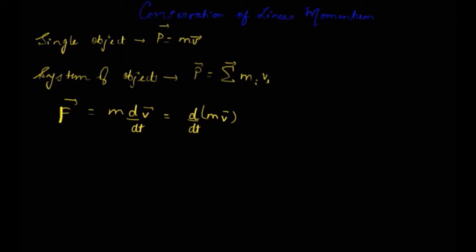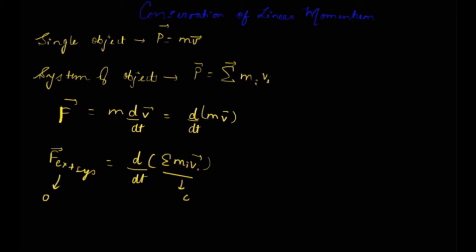Similarly, for a system of objects, the net external force acting on the system will be given by the rate of change of the summation of the momentum of all the individual objects in the system, by this equation, right? Now if the net external force acting on the system is 0, then by the rule of differentiation in this equation, this term will be constant, or rather the summation of the linear momentum of all the individual objects in the system will be constant.